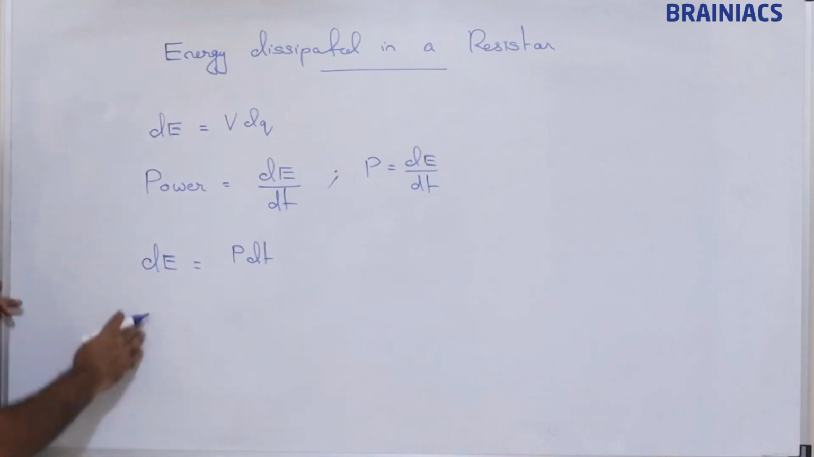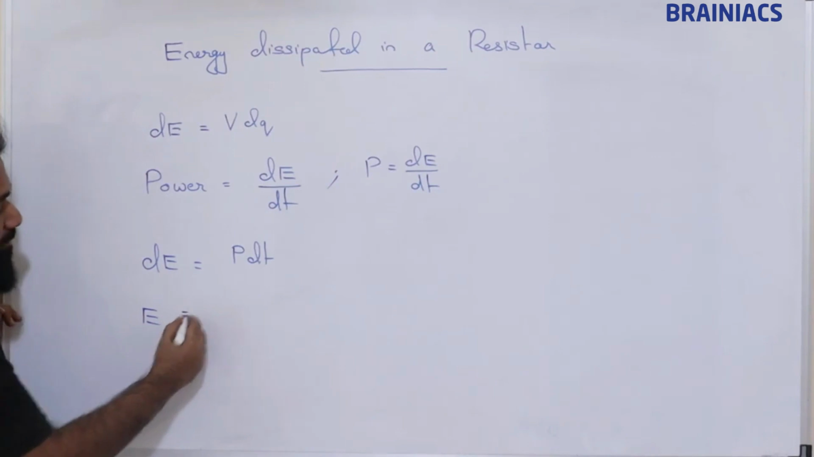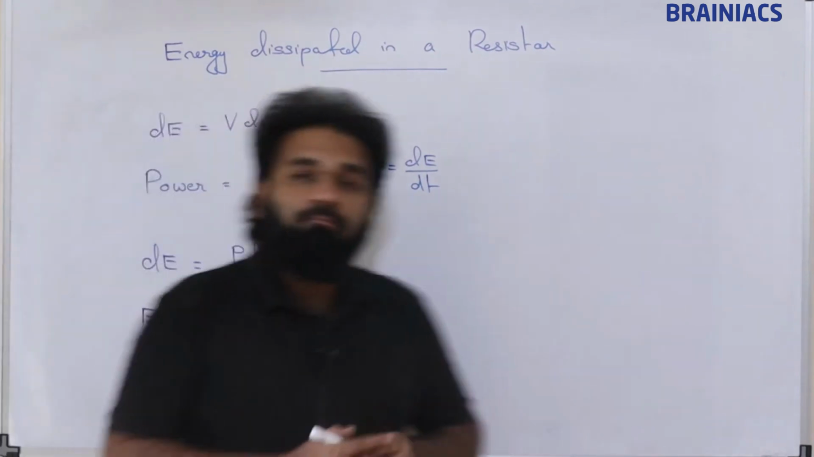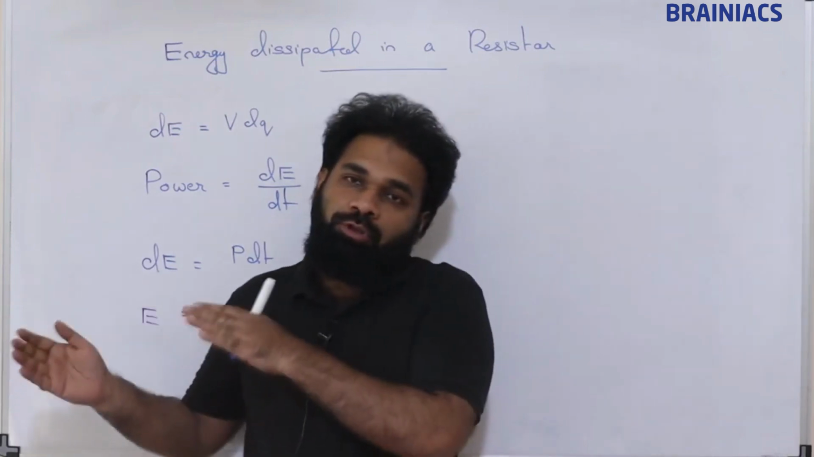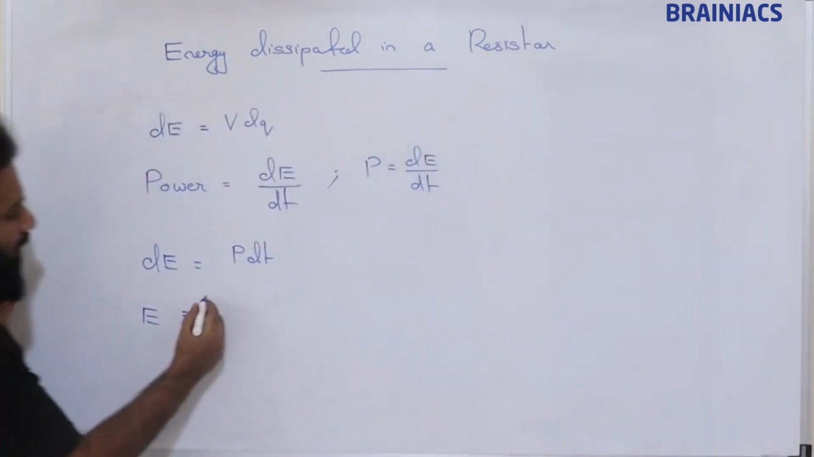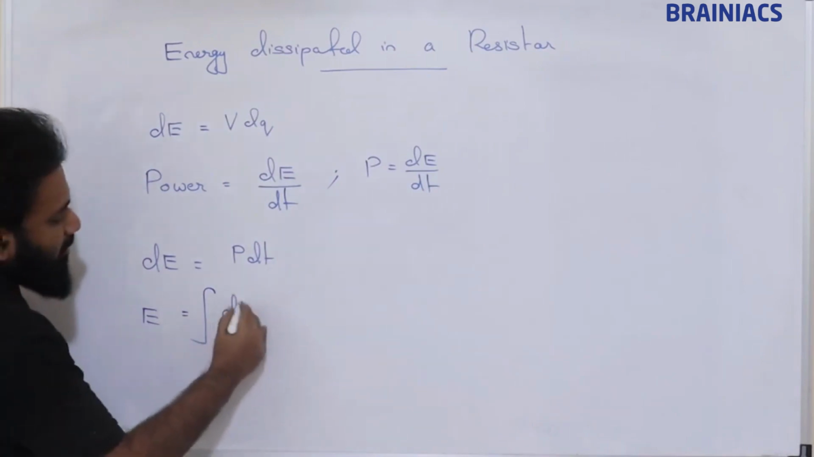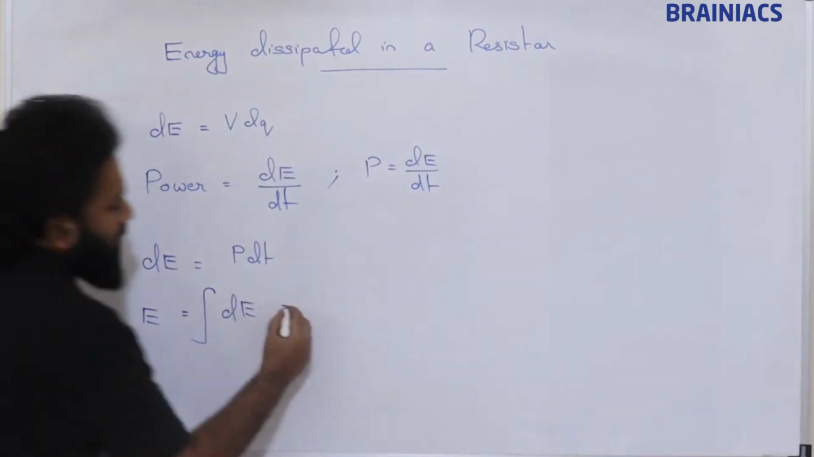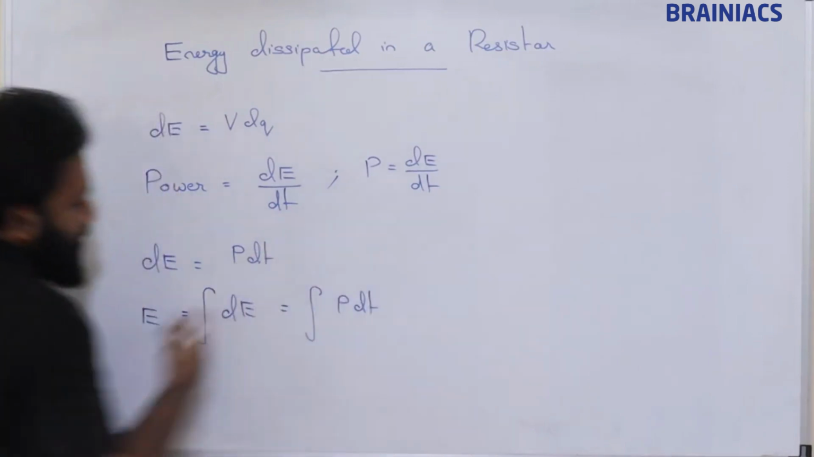So what will be the total energy dissipated? Total energy dissipated will be the sum of the energies used to shift all the charges along the circuit. So that will be nothing but summation, how will we do it? Integration of dE. So this is nothing but integration of P dt.